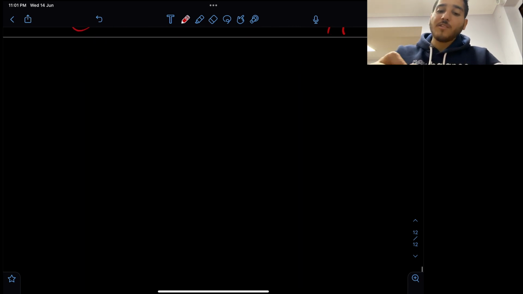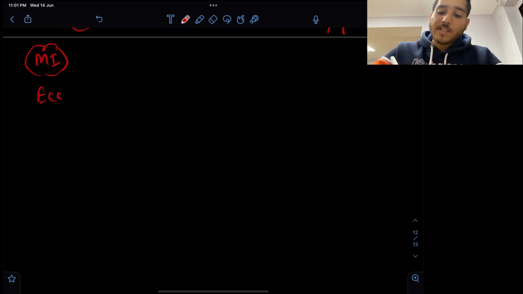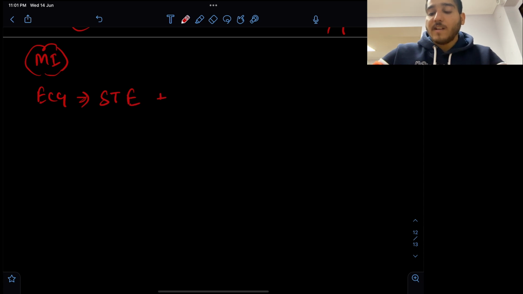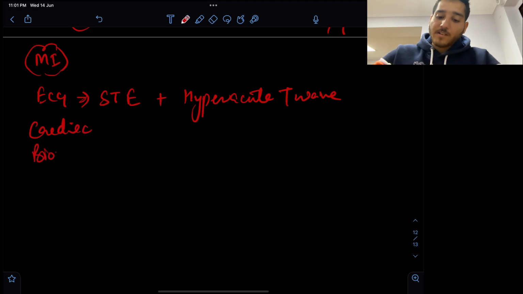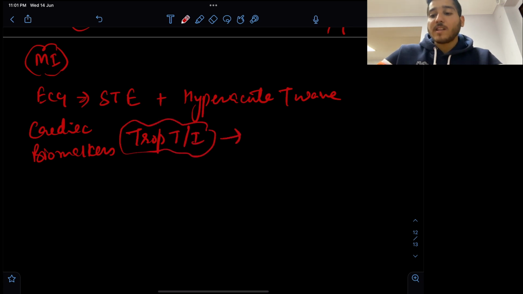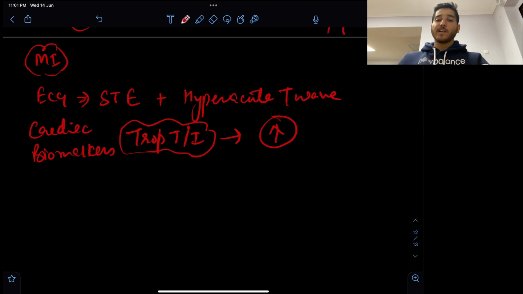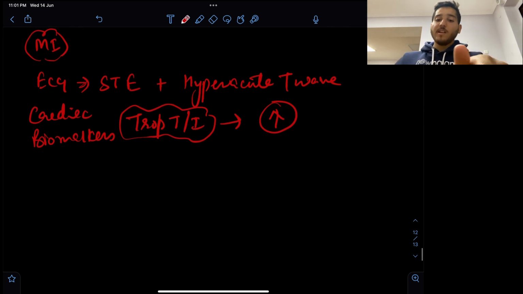So till now we have studied that in myocardial infarction, if we do ECG, there will be ST segment elevation, and there can be hyperacute T waves present. You'll do cardiac biomarkers also. Cardiac biomarkers means troponin T, troponin I. These cardiac enzymes will be increased in case of myocardial infarction.